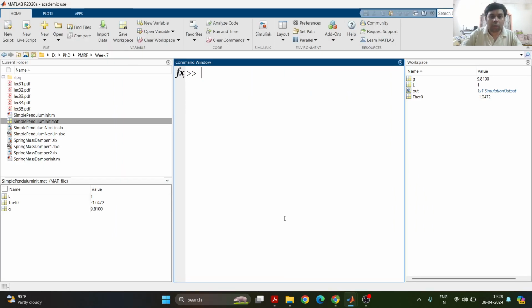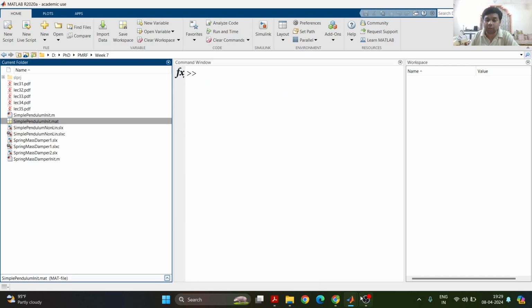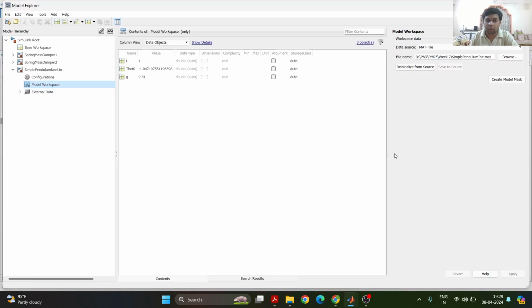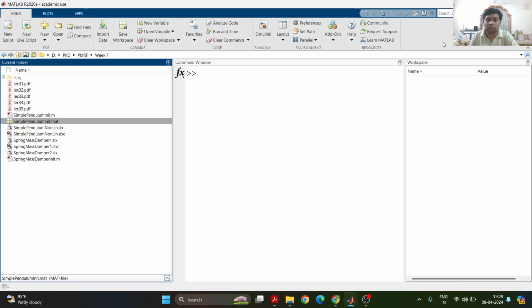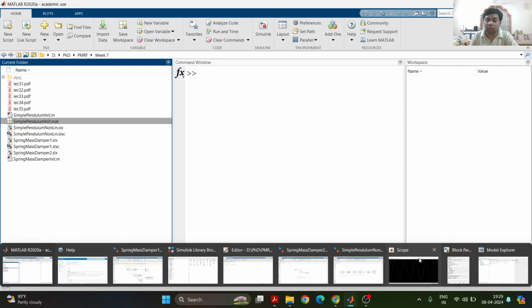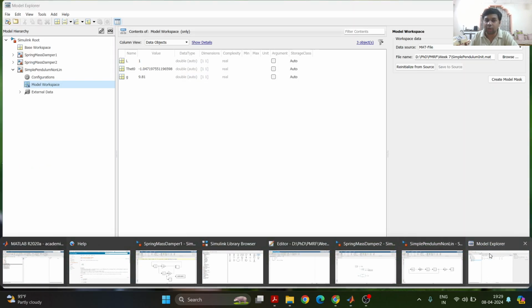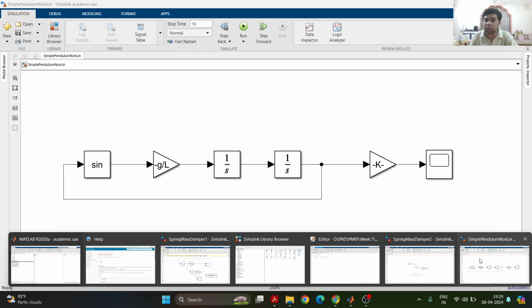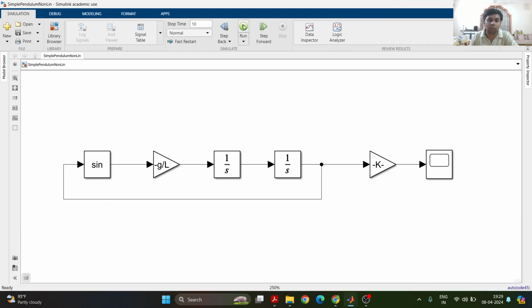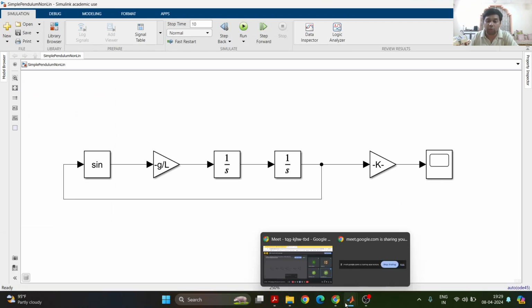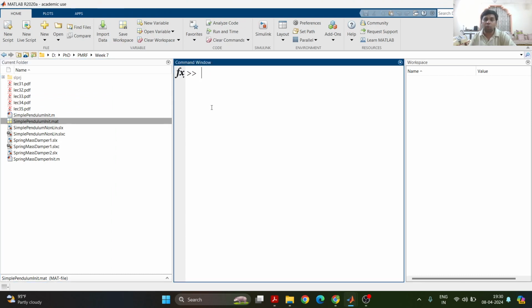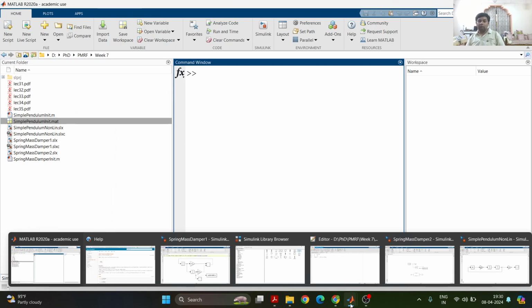So now, even if the base workspace does not contain any information, we can still run the model. We can just open the model and directly run it. Whatever required variables, the initialization of the parameters is already taken care of. And now if you observe, there are no variables in the base workspace. I have cleared it.